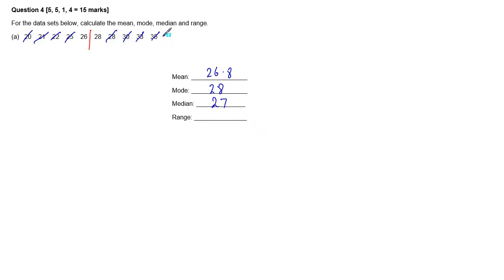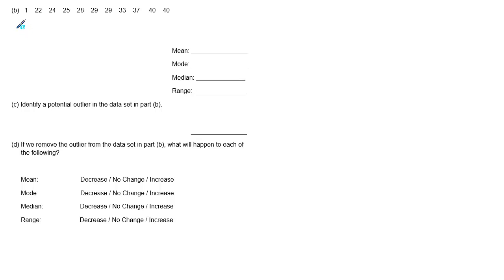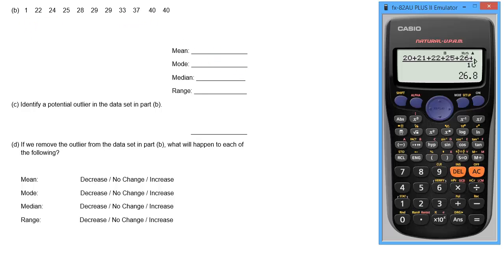And then the range is just going to be the largest piece of data, which was a 35, take away the smallest piece of data, which was a 20, so the range is 15. Now once again, this data set is in order, so we don't need to do anything with it. But if it wasn't in order, you'll need to put it in order. So, first of all, we want to work out the mean.